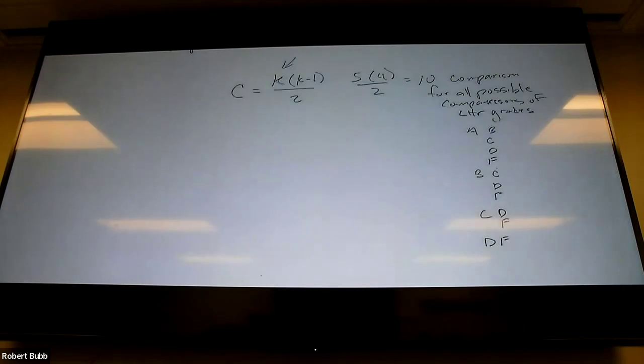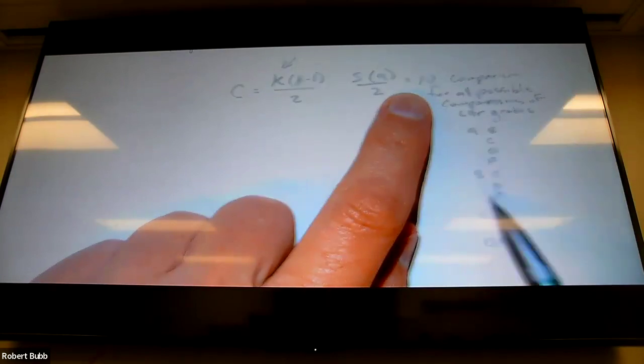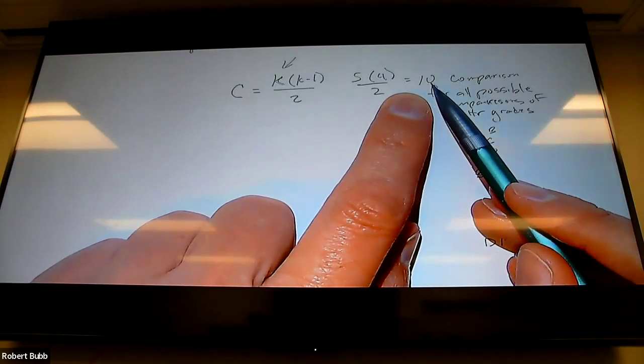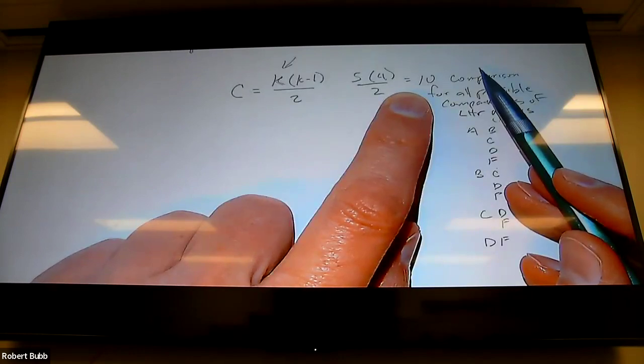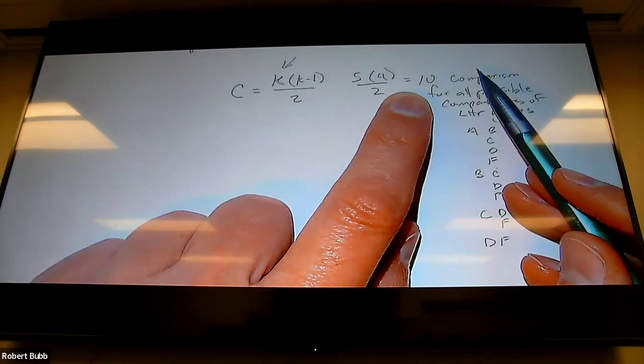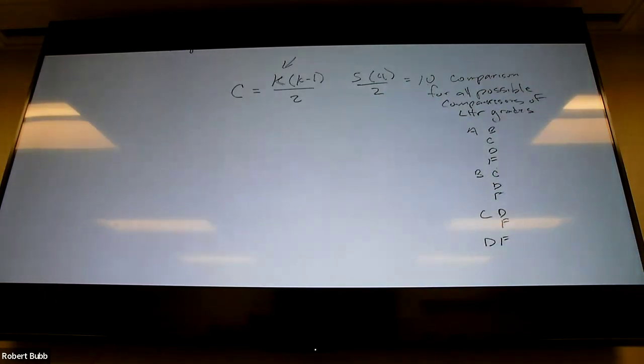So anyway, if I had 10 comparisons comparing every possible letter grade in that outcome, then we need to reduce that alpha from 0.05 to 0.005. We divide it by the number of comparisons.